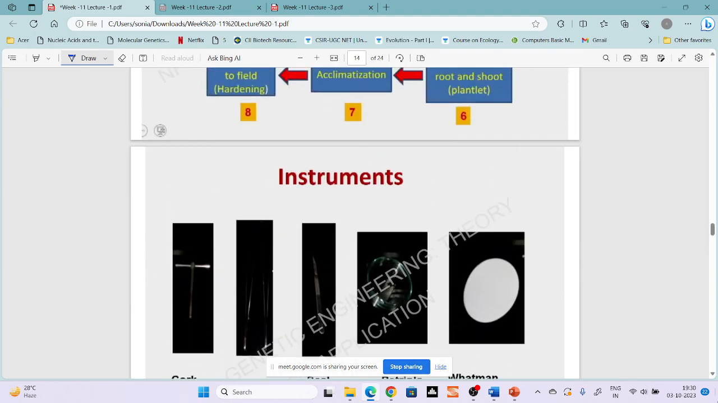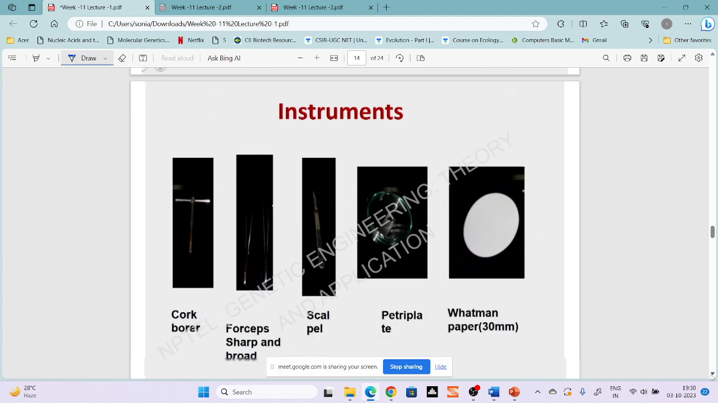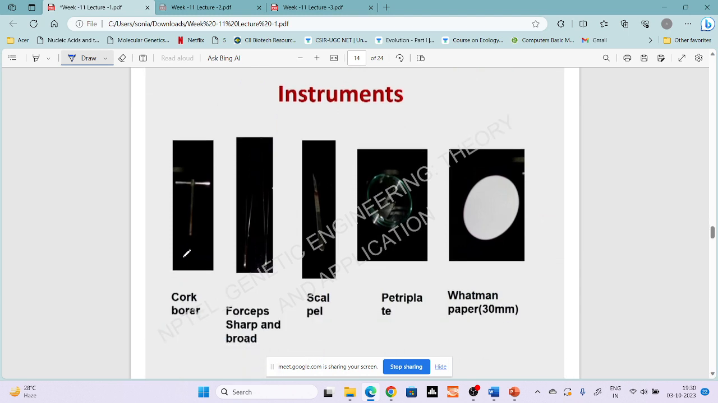Then you have a lot of instruments that can be used. A cork borer is basically used for creating discs. When you have a leaf and you want to take the explant, you create small round discs, which are used for your callus formation. If this is your leaf, with the help of the borer, you just take a small disc and then use it.